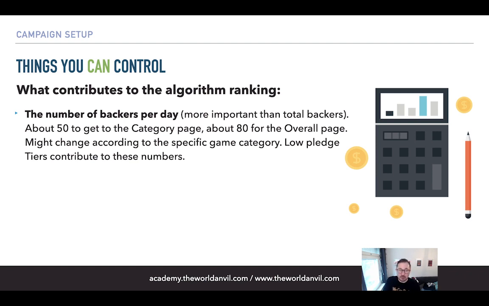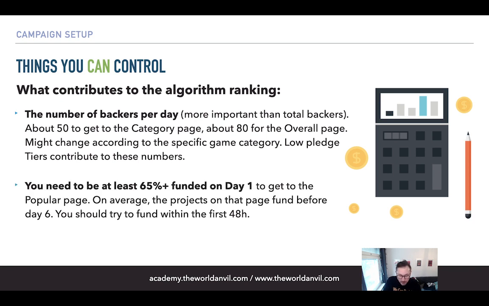Of course, these are high numbers, like getting 50 backers per day or 80 per day is not trivial, and you can get in these categories with fewer people, but keep these numbers in mind. And then you need to be at least 65% funded on day one to get to the popular pages. So you need to consider here, how high do I want to put my goal for real? Because if I can get to 65% the first day, then my project is going to be more visible. So there's some risk there that you have to accept.